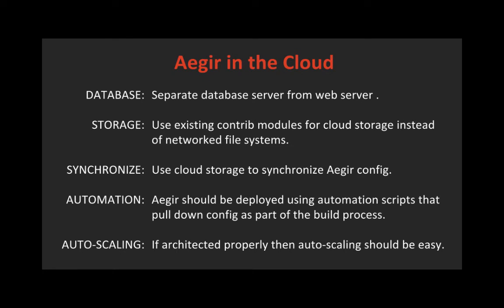So let's run down the list of deploying Aegir in the cloud. First, the database: you want to have a separate database from your web server. You should be doing that anyway for any kind of production environment. That way you can always have multiple web servers pointing at a single database.